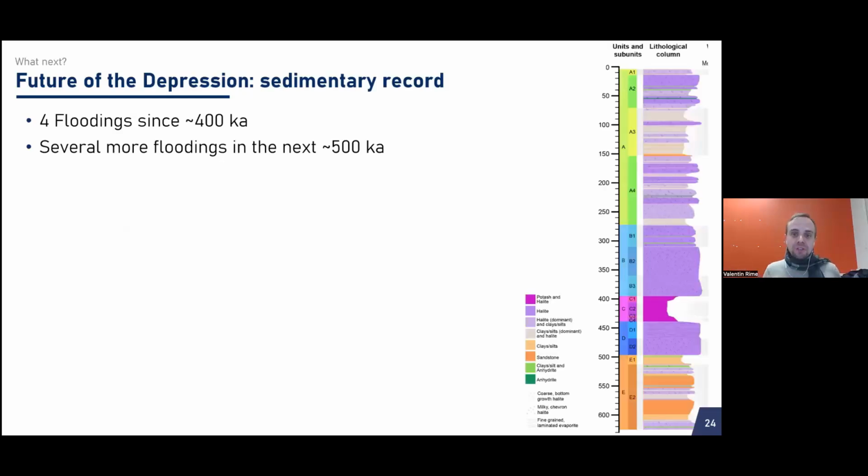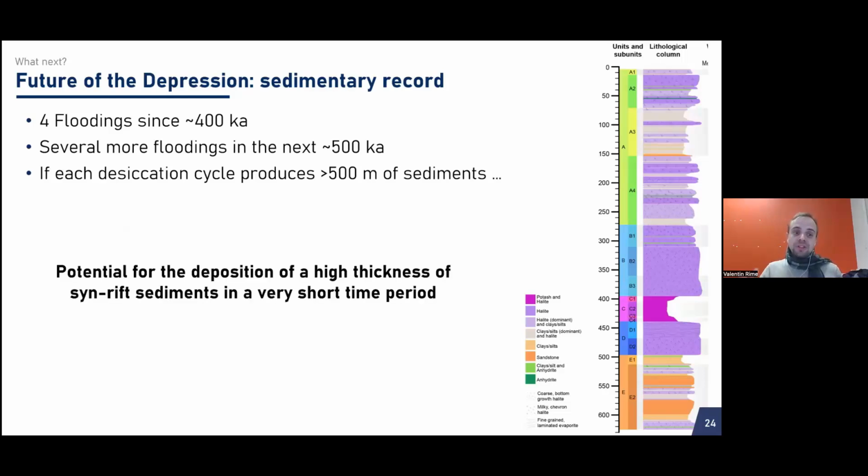And remember, we have shown that the last desiccation cycle, and that's just the desiccation cycle, not the flooding, not the open marine stage, produced more than 500 meters of sediment. So if each desiccation cycle produced more than 500 meters of sediments and a lot of evaporites, then we have the potential for the deposition of a very high thickness of synrift sediments in a very short time period.